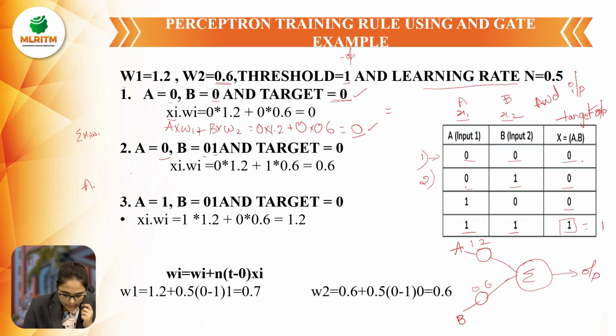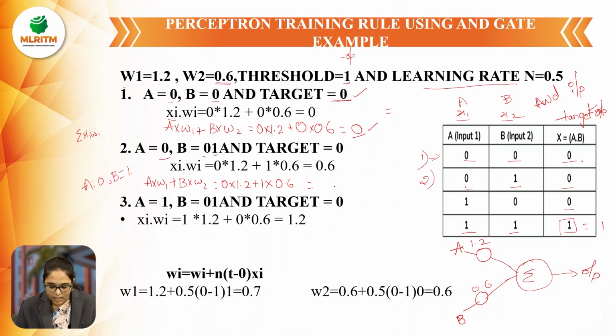So a is equal to 0 and b is equal to 1. Now we'll substitute this in the same formula, that is a into w1 plus b into w2. Here the a value is 0 into, what is the w1 weight value? That is 1.2, plus b value 1 into 0.6. 0.6 is the w2 value. So the value will be 0.6. The actual output we got is 0.6, and the targeted output is also 0.6. So both are matching. Now we'll move to the next input value.